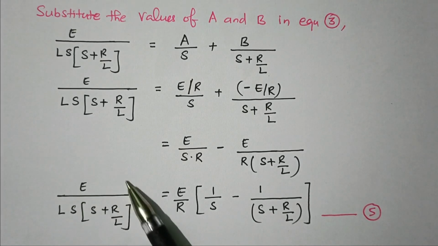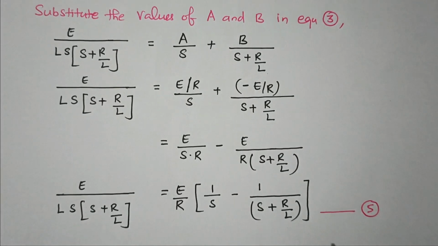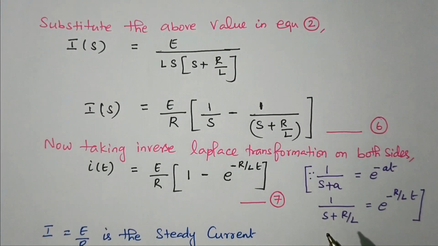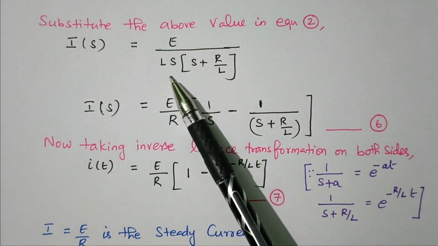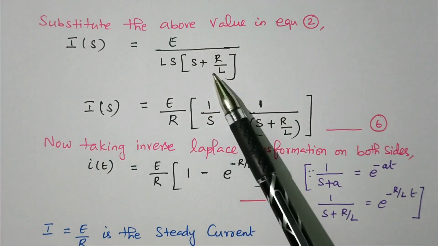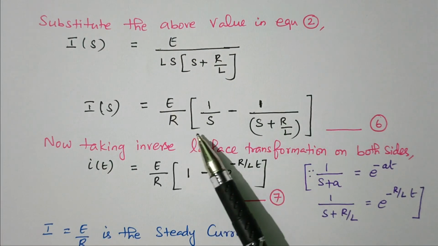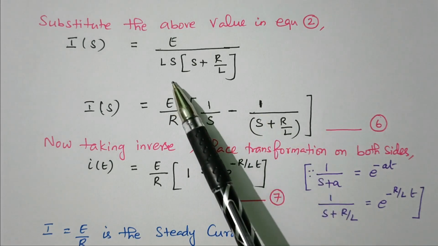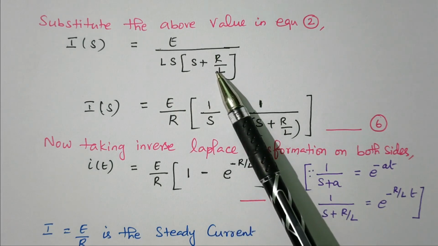This term now is replaced as E by R of 1 by S minus 1 by S plus R by L, right. Substituting the above value in equation number 2, the second equation, so that I of S equals E divided by L into S plus R by L. This is equation number 2. So now this value is replaced by E by R of 1 by S minus 1 by S plus R by L, right. So this time we cannot take the inverse Laplace directly, so that we use the partial fraction.